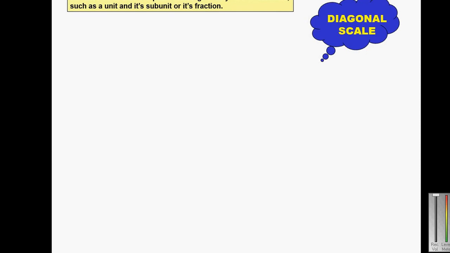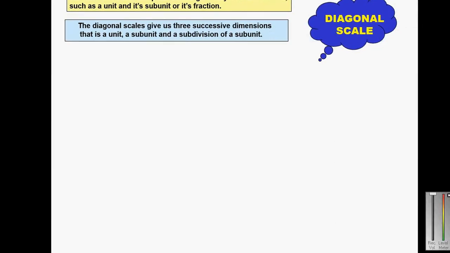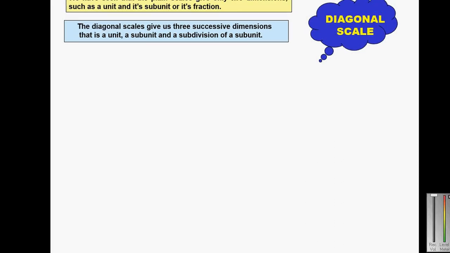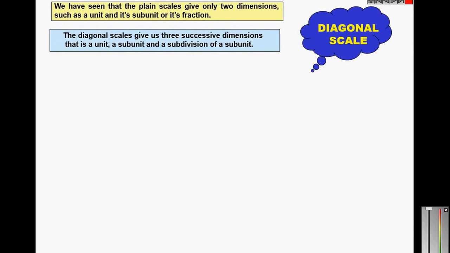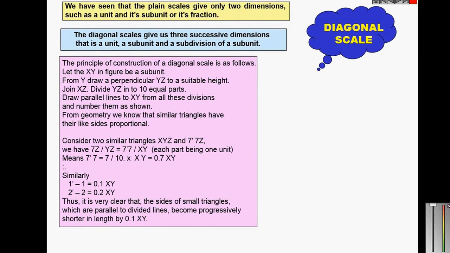Next is the diagonal scale. So we have seen that the plane scales give only 2 dimensions, such as a unit and its subunit or its fraction. So next is the diagonal scale. The diagonal scale is a scale that gives us 3 successive dimensions, that is a unit and the subunit and a subdivision of a subunit.